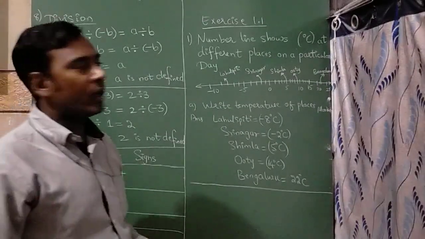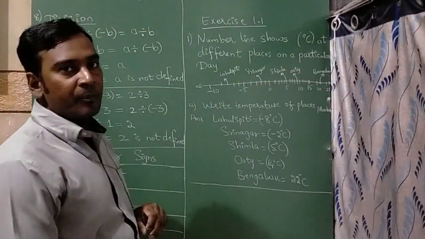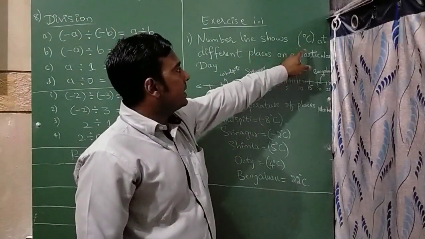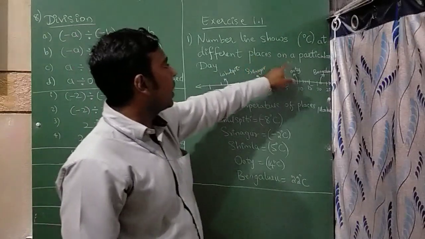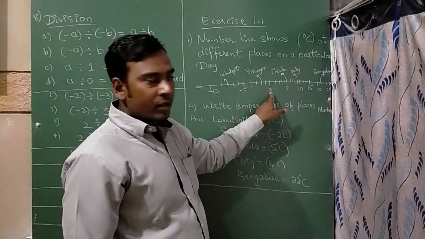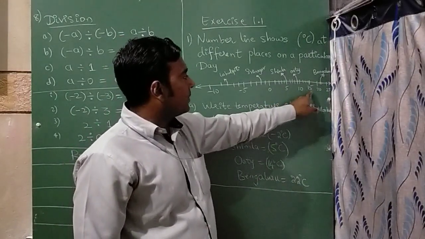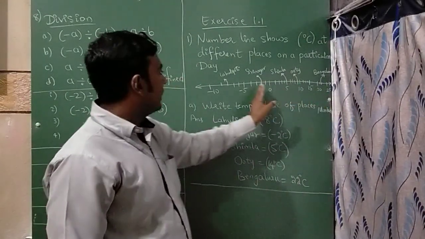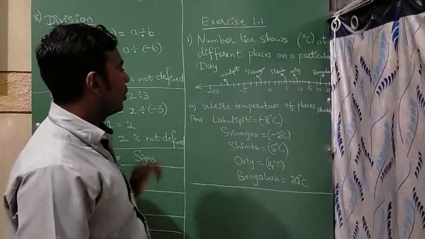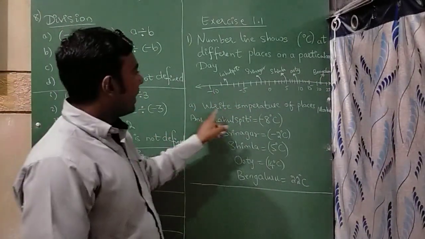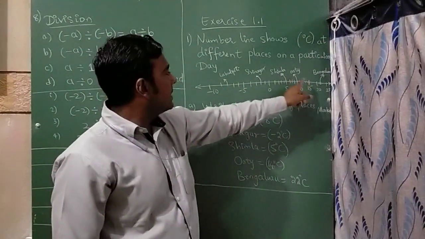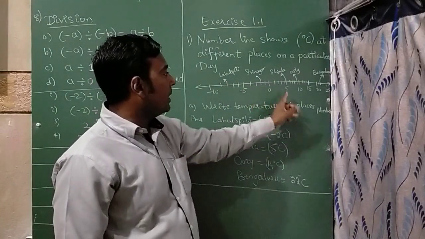Now let us move on to exercise 1.1. Here the question is: the number line shows degrees Celsius at different places on a particular day. Here there is a 0. On the right hand side it is 5, 10, 15, 20 and 25. On the left hand side it is minus 5, minus 10 and so on. The first question says, write the temperature of the places where it is marked. These are the places marked on the number line.